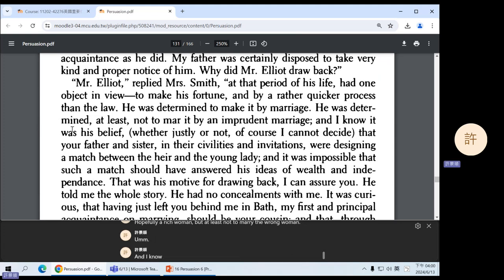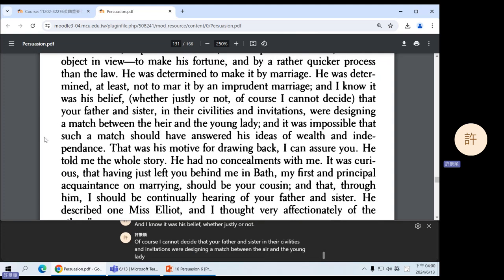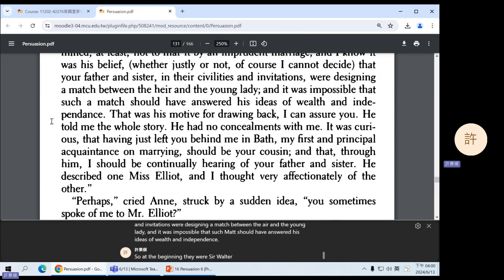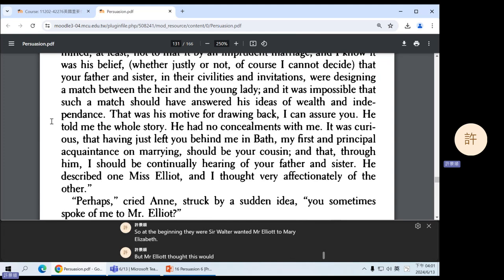And I know it was his belief, whether justly or not, of course I cannot decide, that your father and sister in their civilities and invitations were designing a match between the heir and the young lady, and it was impossible that such a match should have answered his ideas of wealth and independence.